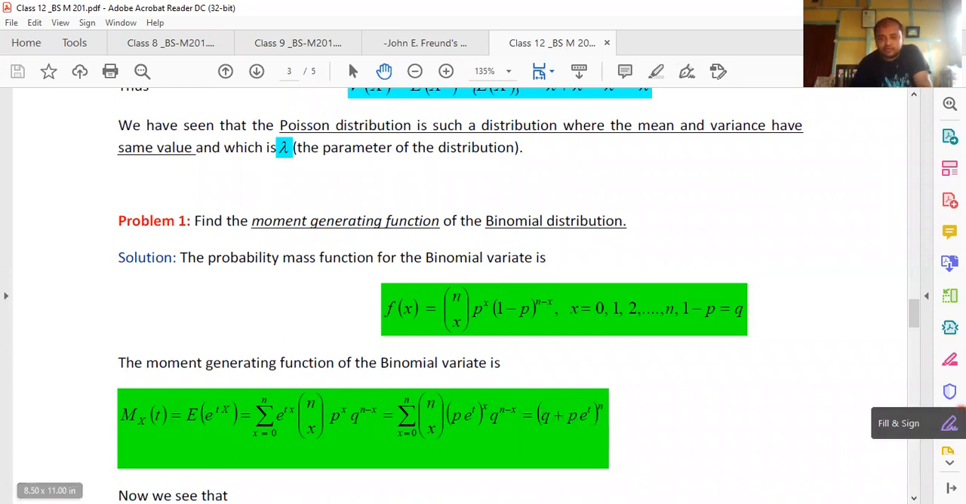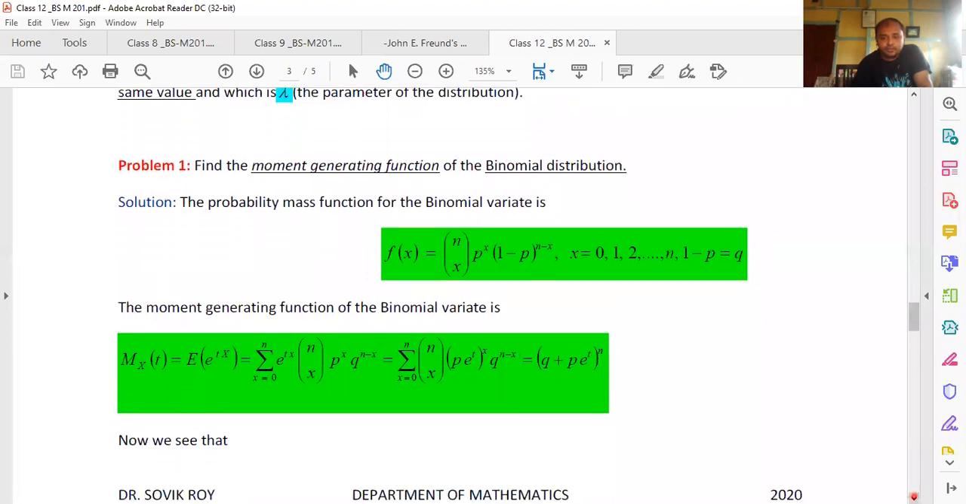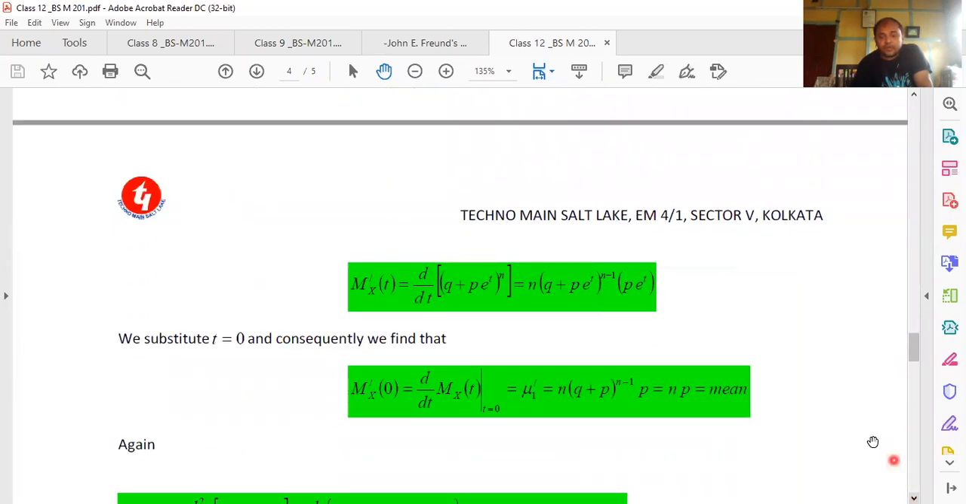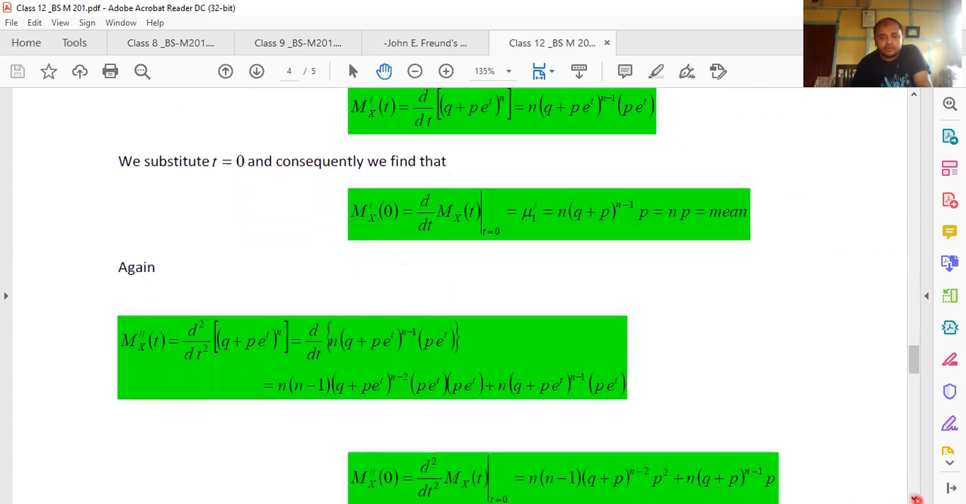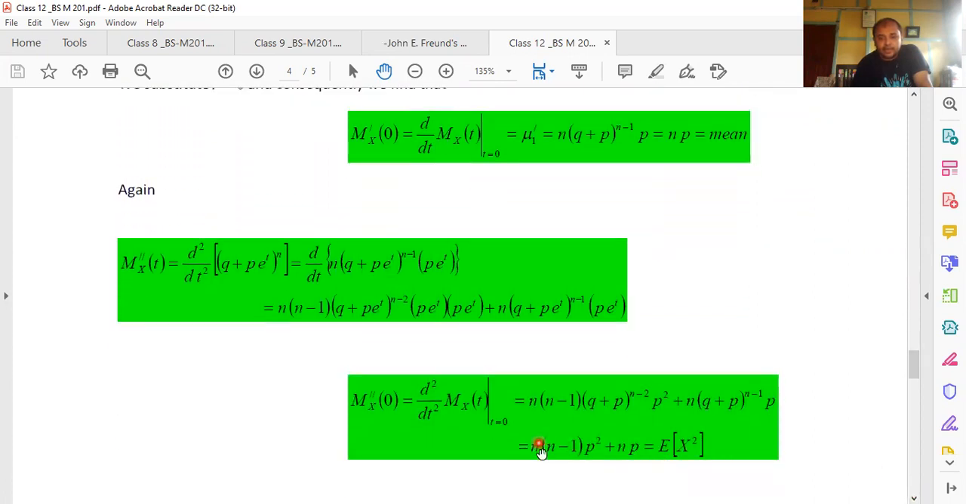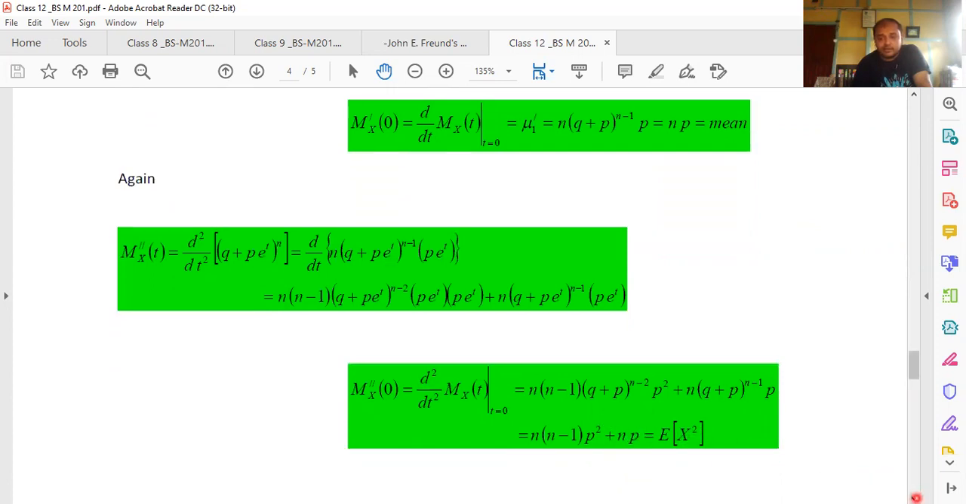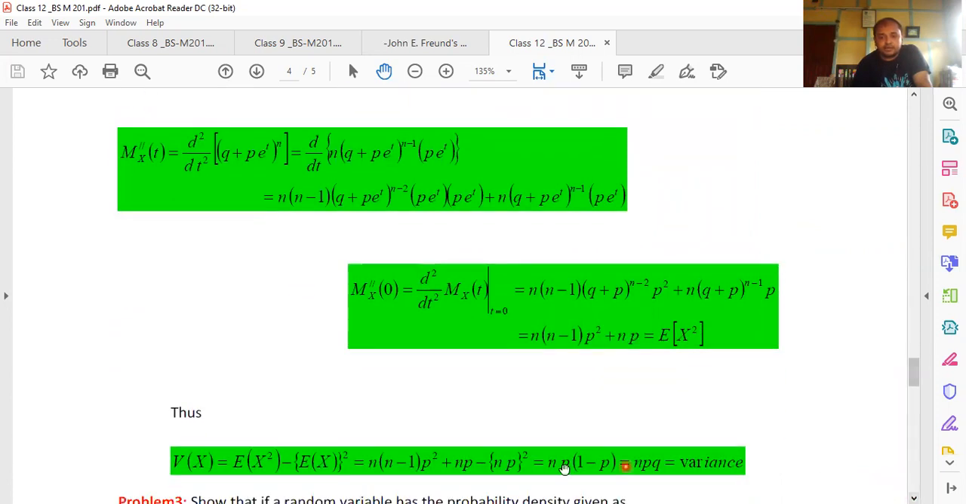Similar to the previous example, we can calculate the first derivative of the moment generating function at the point t equal to 0. You will find that np comes out, and the second derivative of the moment generating function at the point t equal to 0 gives you n into n minus 1 p square plus np, which is E of X square, and consequently V(X) will be calculated as npq.